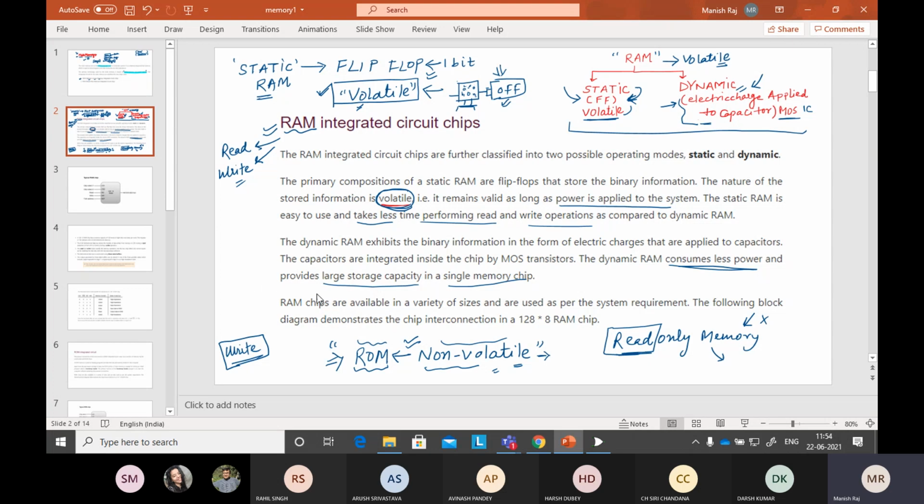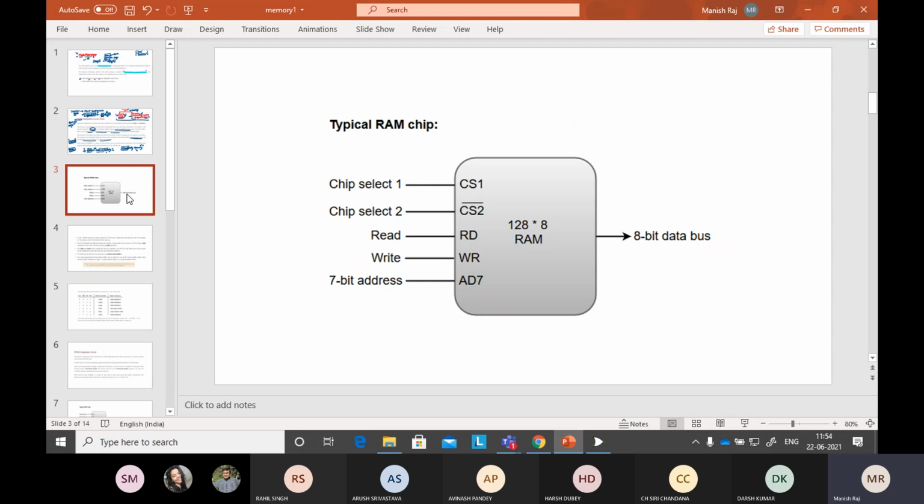So RAM means, according to the memory size, the architecture is different for different chips, but you can take a general architecture for that. So I am showing you the general architecture of a RAM chip, so you can understand about the RAM. There are two chip selects, that is CS1 and CS2. CS1 is written normal and CS2 is written with a bar.